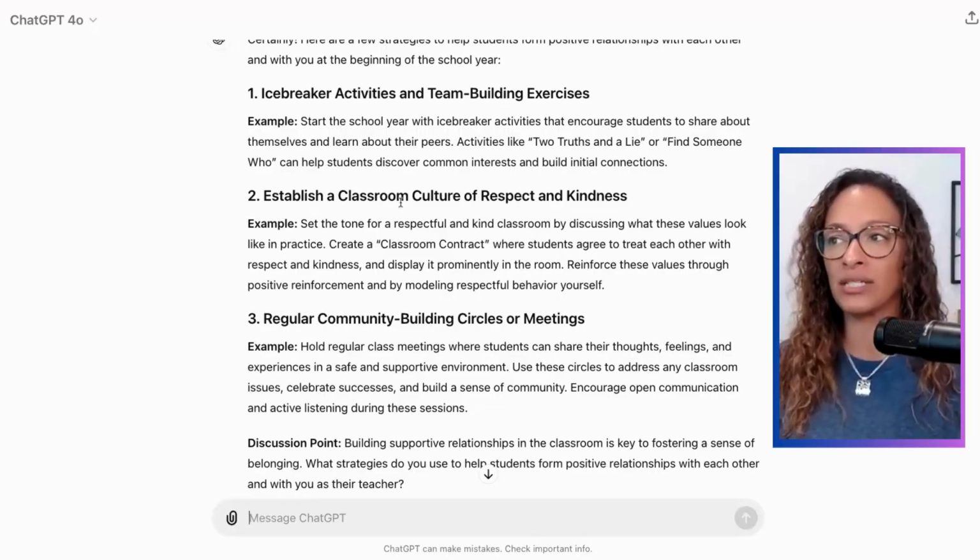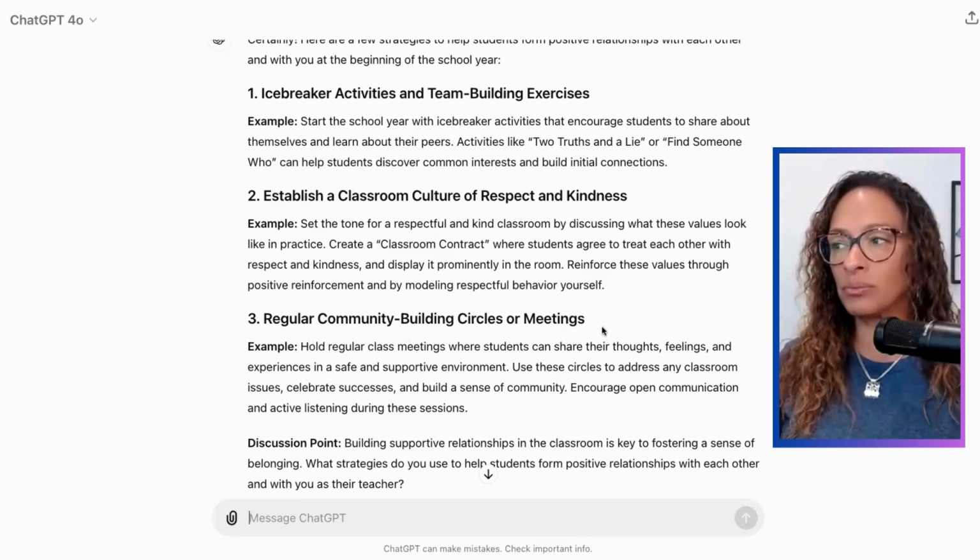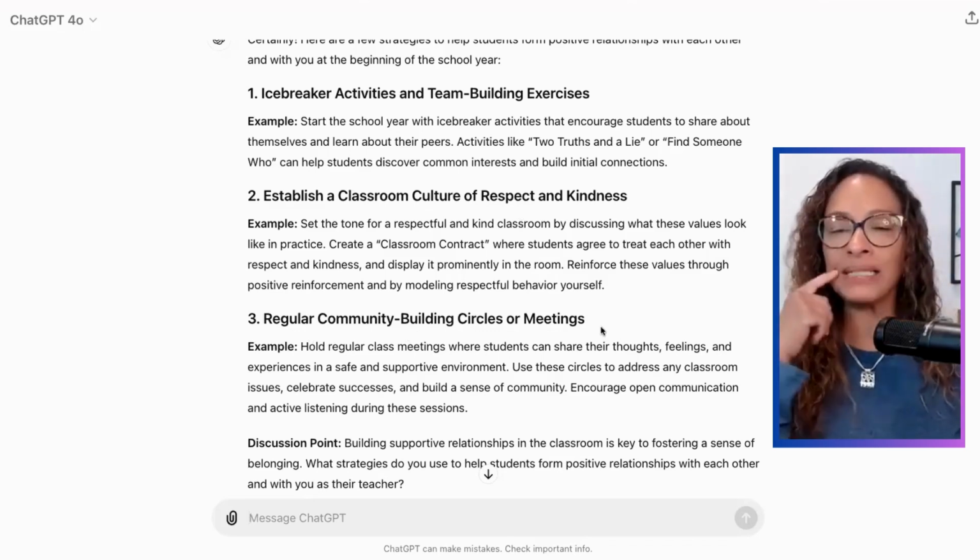You can say, break it down where it's so simple that students in the classroom can take this information. Like, what is the activity to engage them? So, look, icebreakers, establish a classroom culture of respect and kindness, regular community building circles or meetings. The second one, respect and kindness.